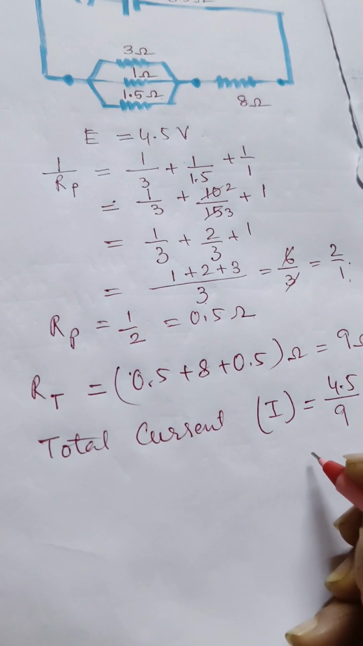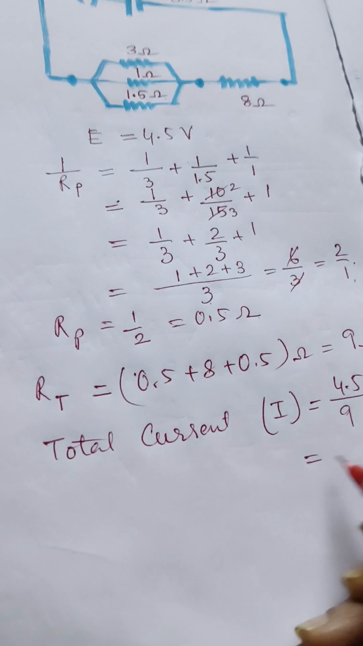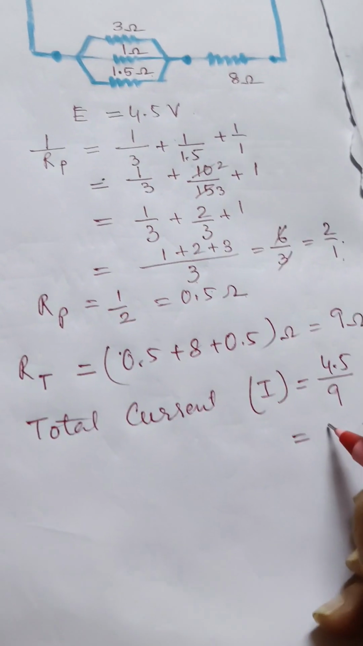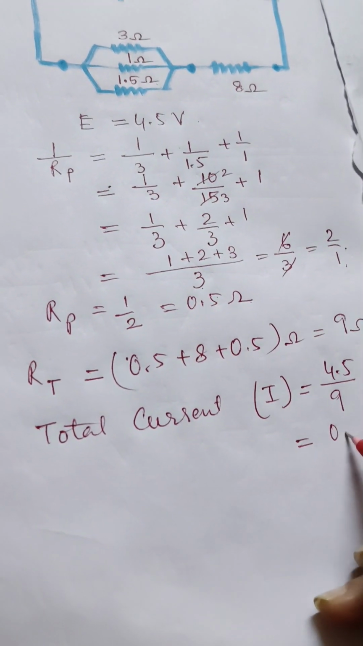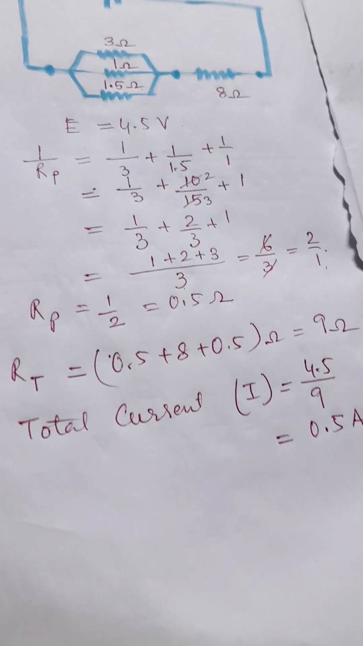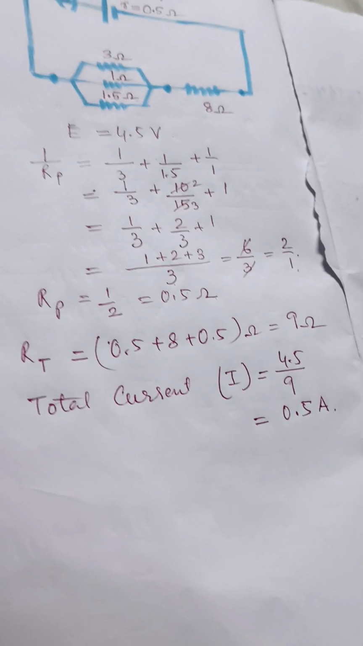So what do we get? We get the total current as 0.5 ampere. Okay, total current is 0.5 ampere.